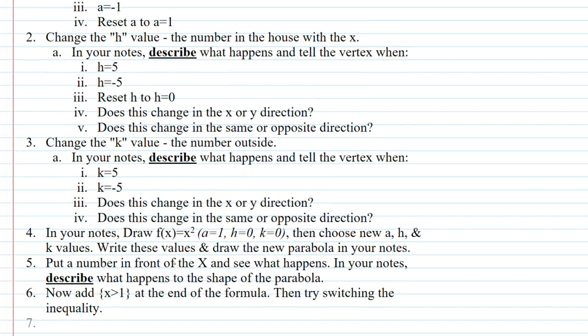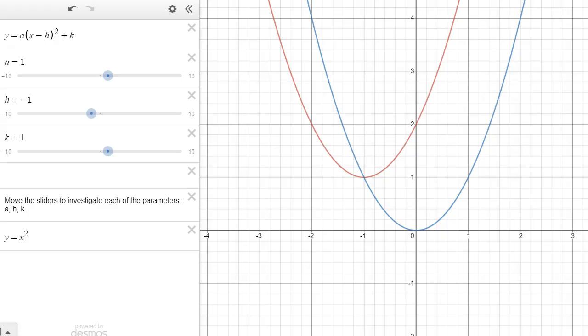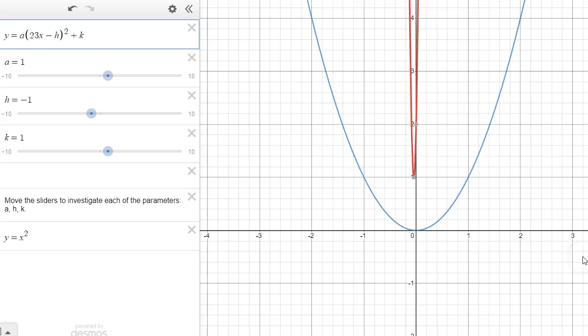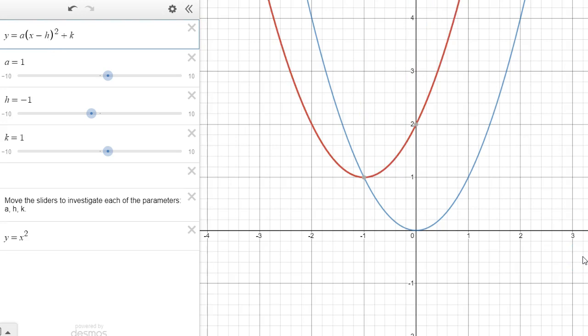The last two things I want you to do is first put a number in front of the x, see what that looks like. We haven't done that yet because we don't see it as often, but if I was to go here and put a number in the very front, what does that look like? And add a restriction at the end. What does a restriction do? Well, a restriction simply cuts off your graph at a certain point.